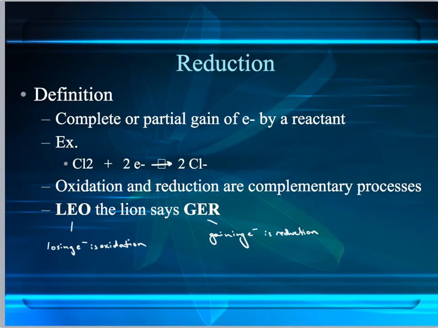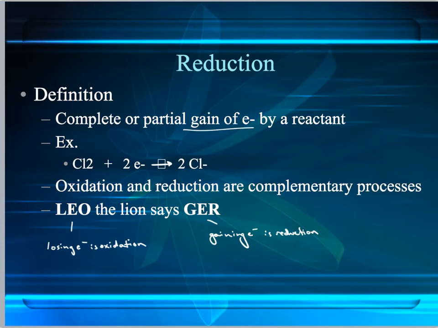And where they're going to get picked up is the reduction half of this reaction. Remember, I said just a moment ago, you can't have one without the other. You can't have oxidation without reduction. It's a redox reaction, so you've got to have both. And reduction, then, opposite of oxidation, is the complete or partial gain of electrons. Okay, so it's gaining electrons.